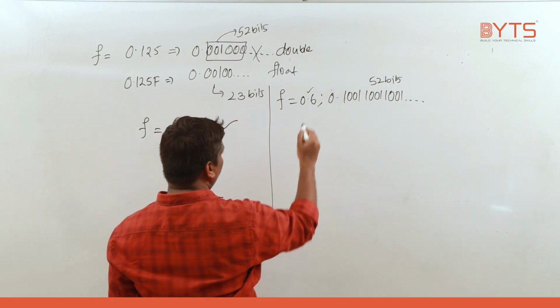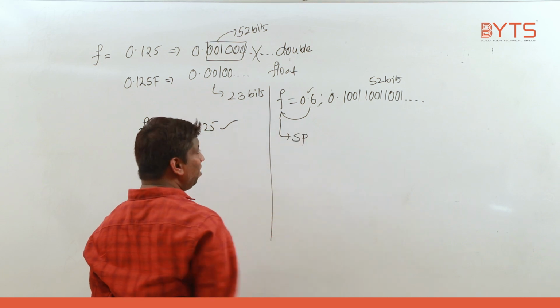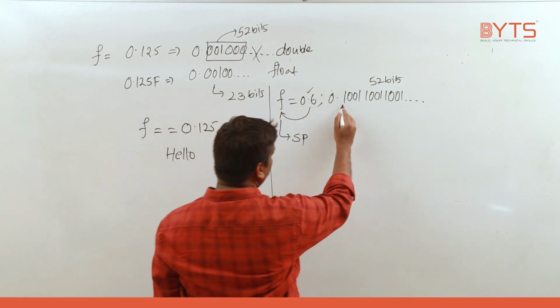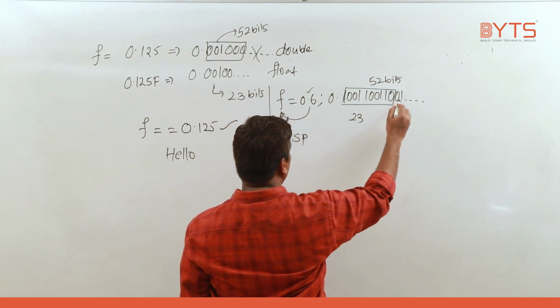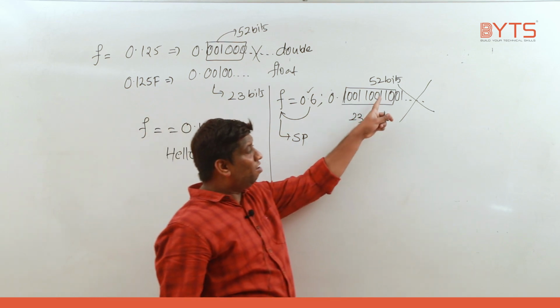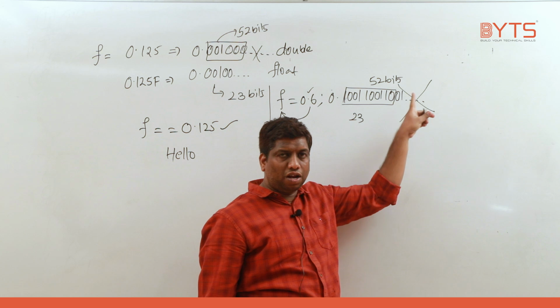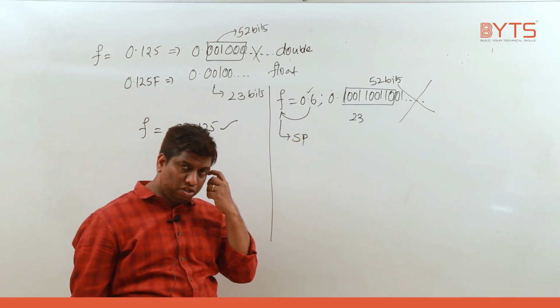Well, next, when you assign, f is what type? Single precision type. Why is f single precision type? Because f is float type. What happens? I need to copy only the first 23. Assume this is the first 23 bits. When you copy the first 23 bits, this data is lost. The data which is lost here, definitely some bits are lost here. When some bits are lost, definitely some value, less or more, is stored, right?